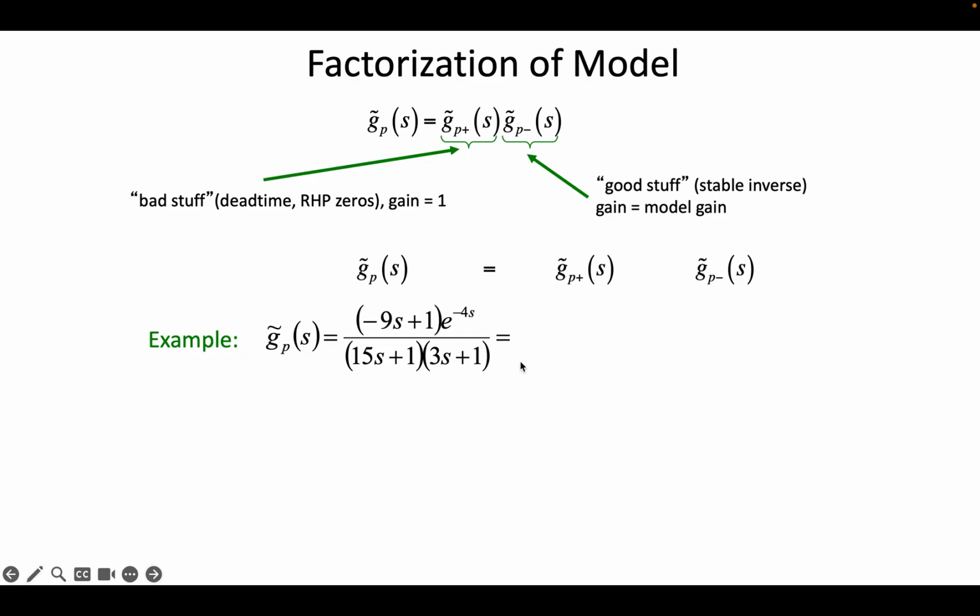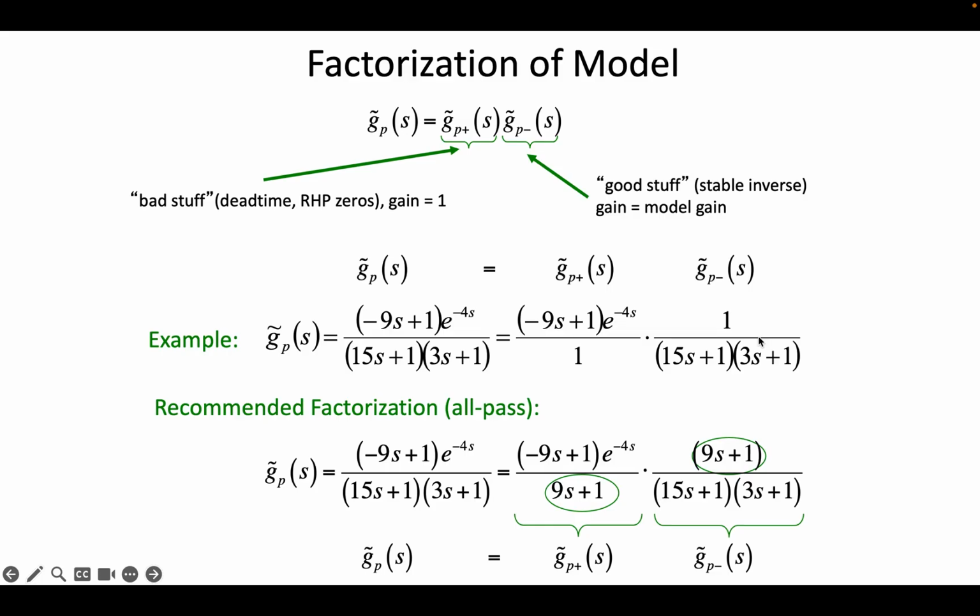And it's second order. Well, the way we might factor that is to take out the bad stuff, put the right half plane 0 in the bad stuff, and the time delay is in the bad stuff. And then the good stuff would simply be just the second order, and this is a gain of 1, so it'd have a gain of 1, and then the 15s plus 1, 3s plus 1.